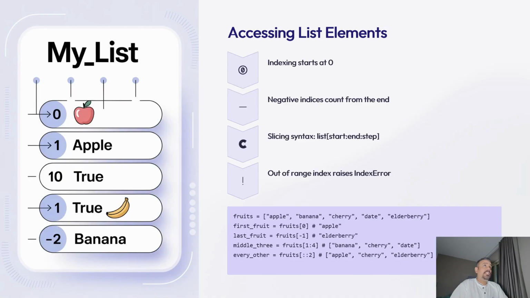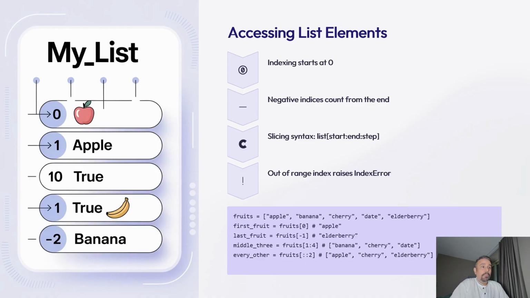So how to access the list elements? If you see apple, banana, cherry, date, elderberry, these are the elements. These are known as the elements within the list. Accessing an element in a list is done through indexing. Remember that Python uses 0 based indexing. We have seen that in string also. It starts with 0, meaning the first element is at index 0.